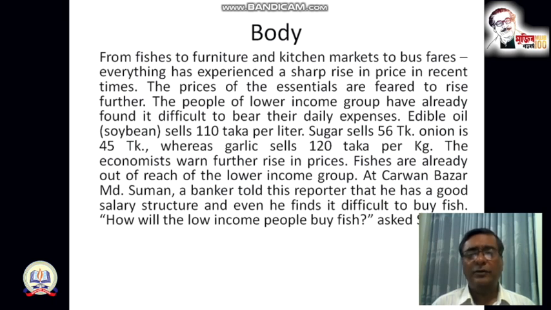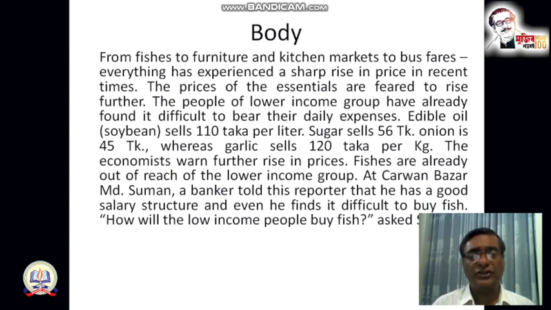Edible oil, that means soybean, sells 110 taka per liter. Sugar sells 56 taka. Onion is 45 taka, whereas garlic sells 120 taka per kilogram. Now we have also given the price of different items. The economists warn of further rise in prices, and they have given a kind of warning that the price of these essentials may rise further.